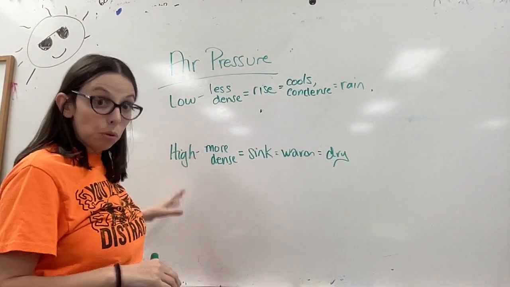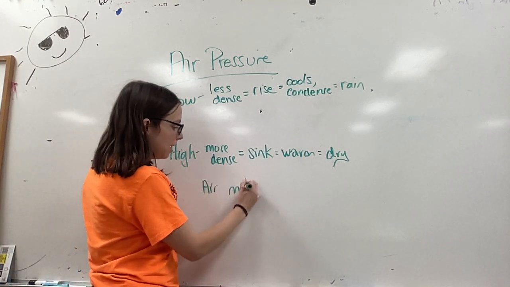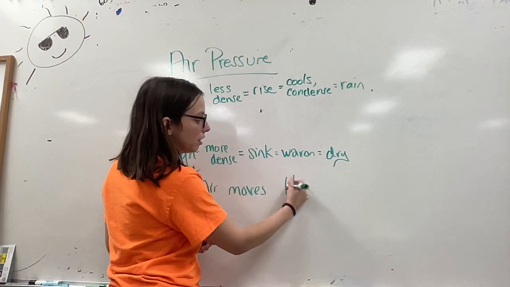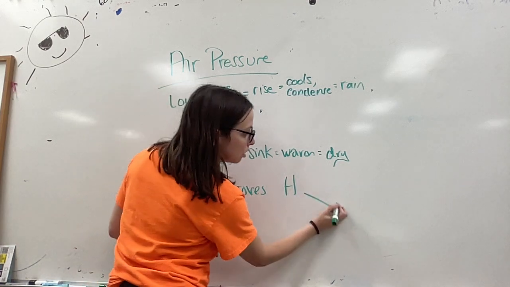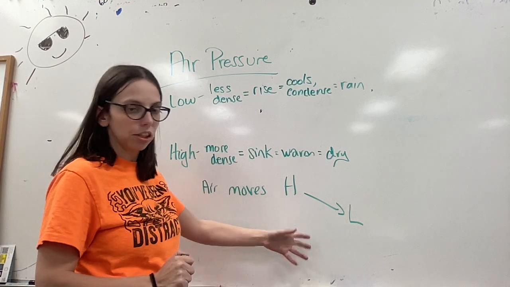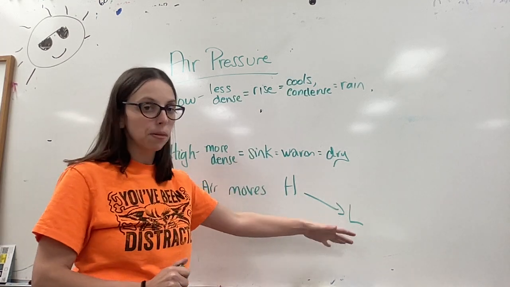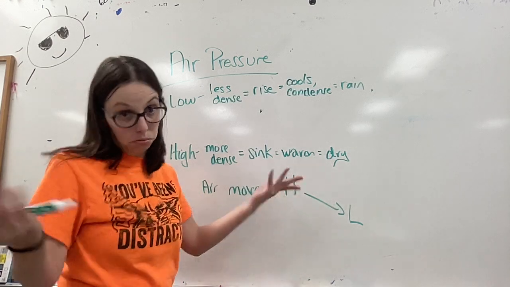Now, what does this have to do with wind? Air moves from areas of high pressure to areas of low pressure. Kind of like osmosis or diffusion from biology, we go from highs to lows. That's where it wants to go. That movement of air is called wind.